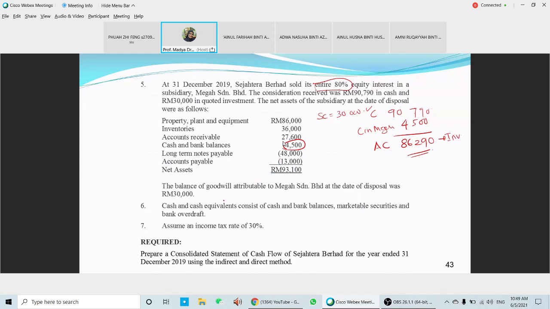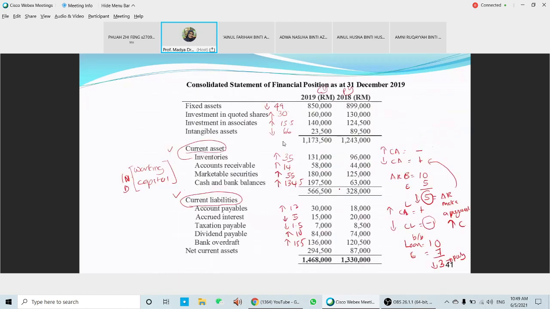Okay, so the balance of goodwill attributable to Megah at the date of disposal was 30,000. So this is the amount of the goodwill. So we're going to minus it later on. Cash and cash equivalents consist of bank balance, marketable securities, and the bank overdraft. And the tax rate is 30%. Okay, look at this one. So the cash balance that we have here consists of bank balance, marketable securities, and bank overdraft. So we need to find what your cash is.